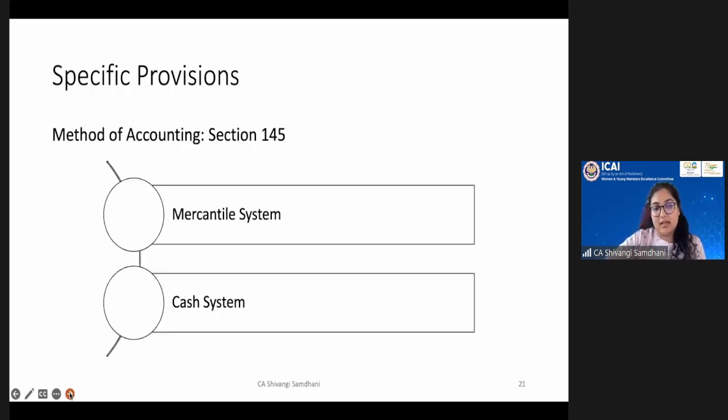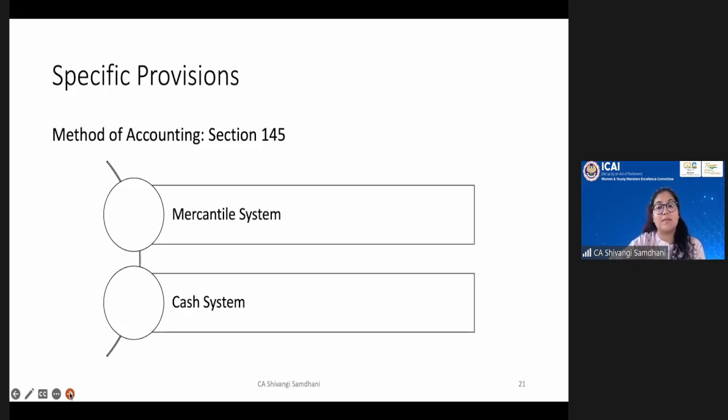Let us discuss a few examples wherein we can say that yeah, books are not decisive. So first, I would like to touch upon section 145, which provides for method of accounting. Section 145 provides for method of accounting while computing income under the head PGBP and income from other sources. So it is not for salary, house property, and capital gain. It is relevant only for PGBP and income from other sources.